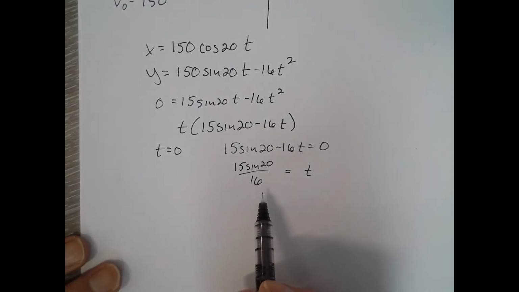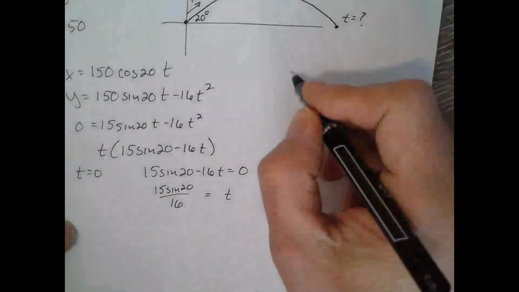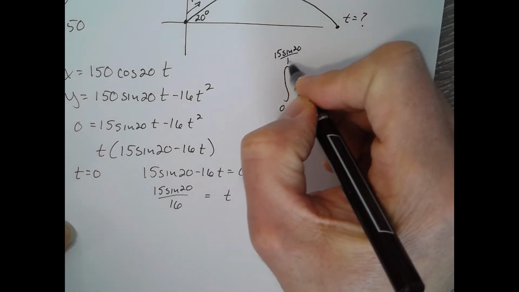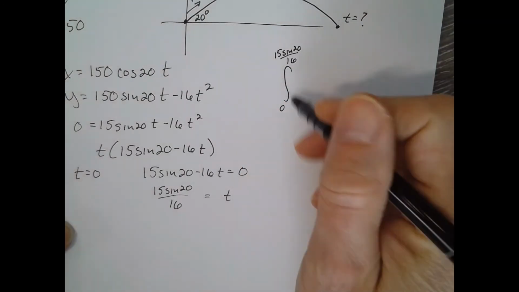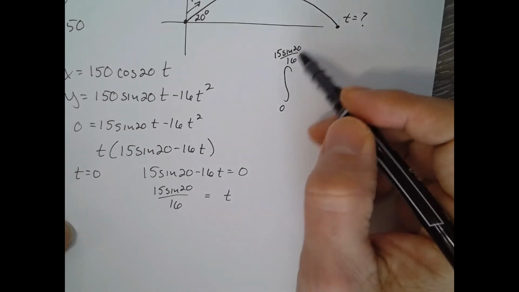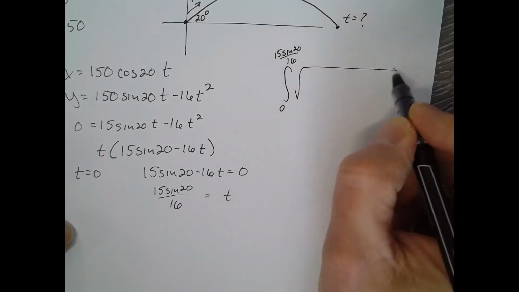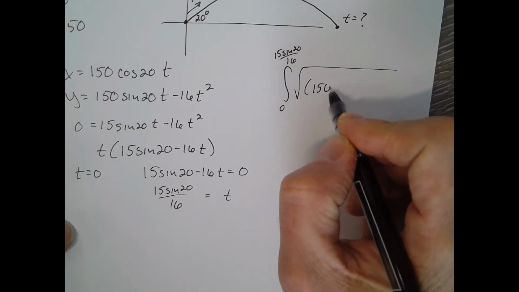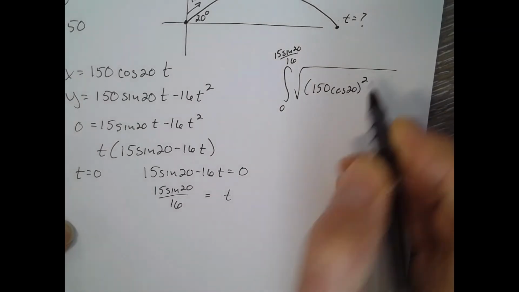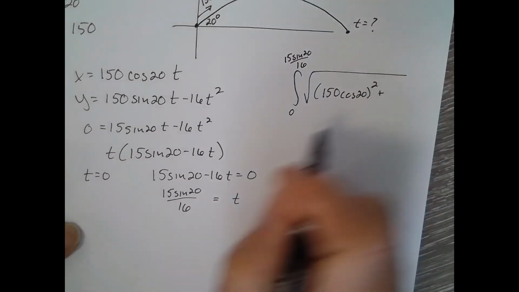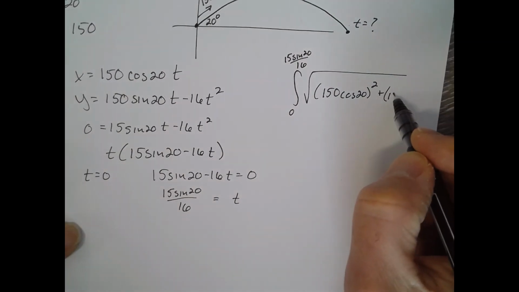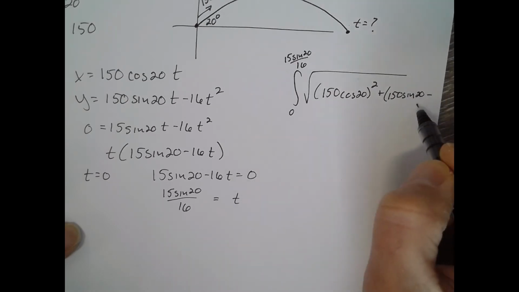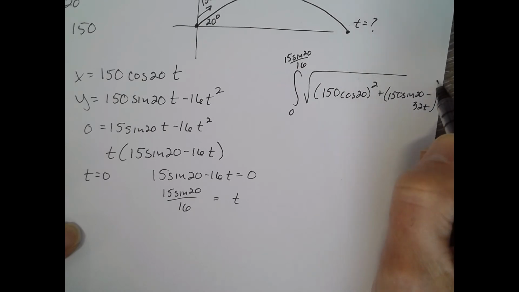So in order to find the whole arc length, we have to integrate from 0 to 150 sine 20 over 16. That's our boundaries for time, from 0 to this. That's what this time is. Square root of dx dt, which is just 150 cosine of 20, squared, plus dy dt, which is 150 sine 20 minus 32t, squared, dt.